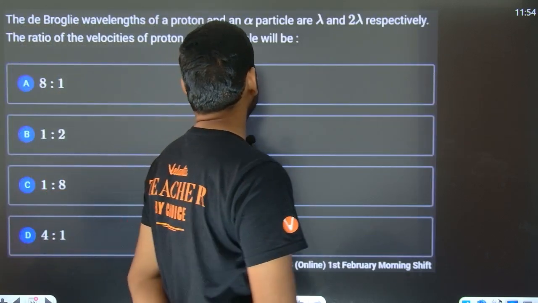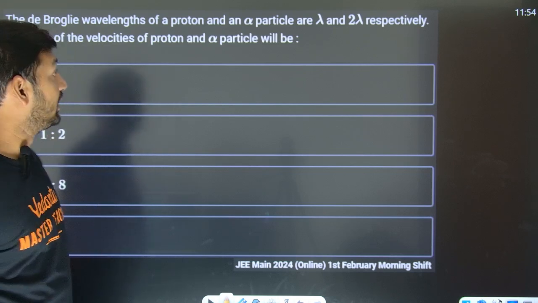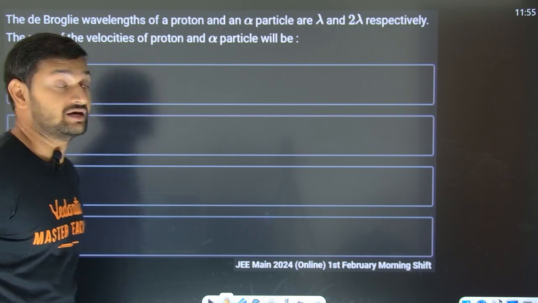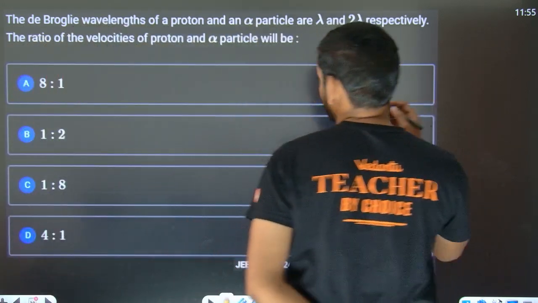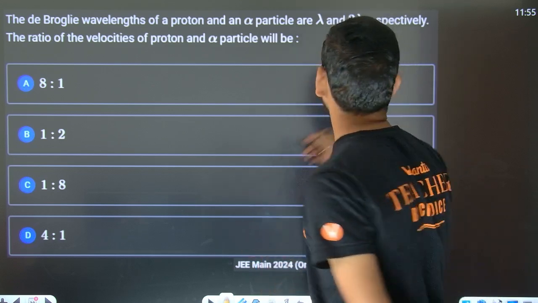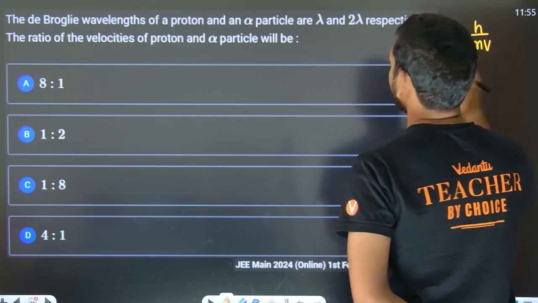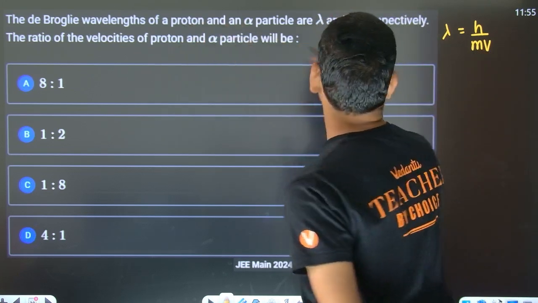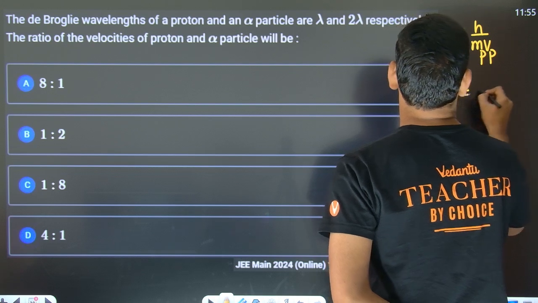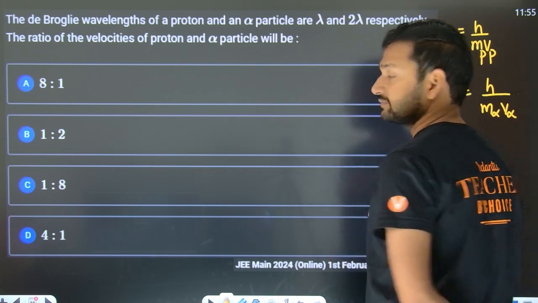De Broglie wavelengths of a proton and an alpha particle are lambda and 2 lambda respectively. The ratio of velocities of proton and alpha particle will be? Man, they are talking about velocities, not kinetic energy. So use the De Broglie wavelength formula, h by mv. So lambda is going to be what? h by mv. And lambda is given for whom? Proton. So mp vp. Now 2 lambda is going to be h by mass of alpha, speed of alpha.